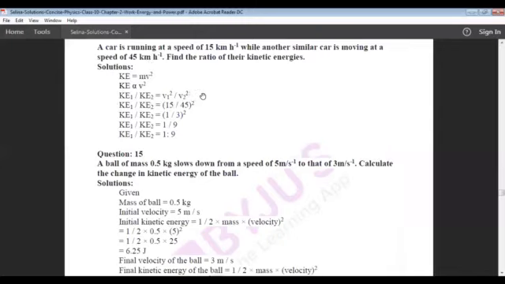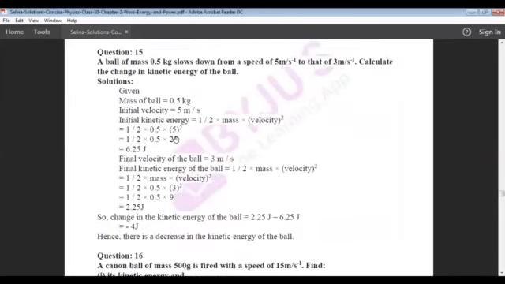The velocity of the first car is 15 kilometer per hour, so it is 15 divided by 45, bracket square. Here, v1 square divided by v2 square is nothing but v1 divided by v2, bracket square. If you simplify this, you are going to get the ratio as 1:9.